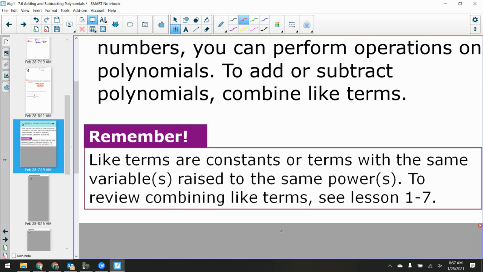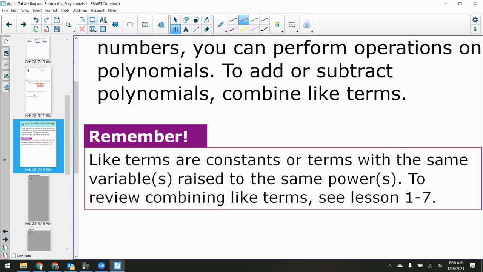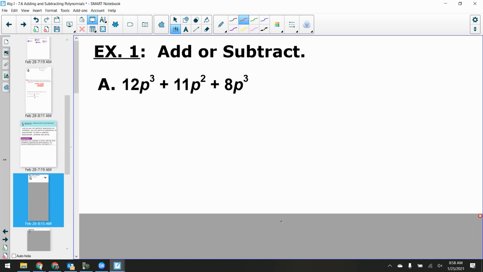Remember, like terms are terms that have the same variable raised to the same power. You can't combine unlike terms. They've got to be exact same variables raised to exact same powers. We talked about that already. All right, let's take a look at an example here.